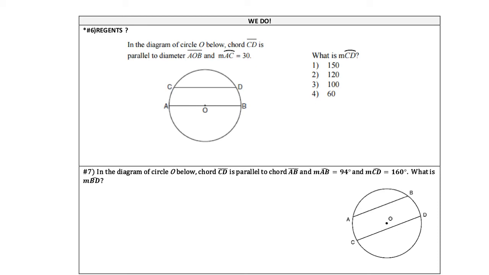So in class, we did this as a we do, and this was an old Regents question. And it's really easy if you know the intersecting or parallel chord theorem. So we got a chord CD is parallel to AOB. So these two lines are parallel, which means these two arcs are the same. So arc AC is 30, so this one's also 30. And the question's asking, what is the arc CD equal to?